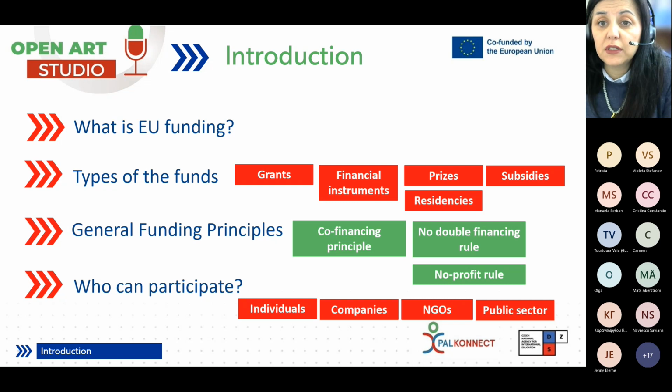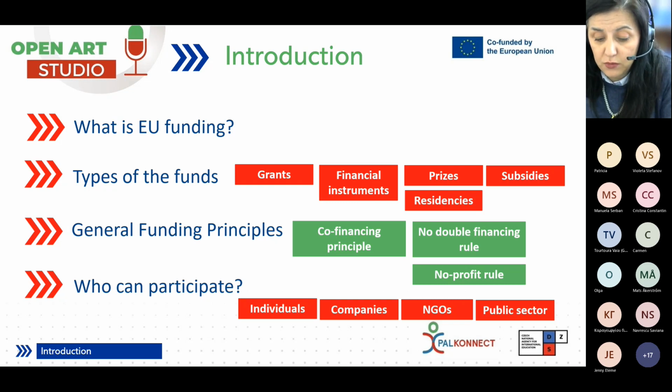An important part of the European funding are the general funding principles. First of all, we are working on the co-financing principle. That means that you need to have your own contribution as part of each one of the projects that you are applying for. It is good to remember that the European Union will finance about 40 to 100% of your project. So you always need to make sure how much co-financing is needed. For some projects like Creative Europe, the co-financing of the European Commission is 75%. For some other projects like Erasmus Plus, the co-financing can be 100%.